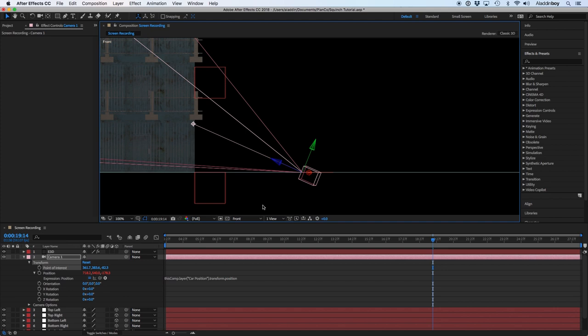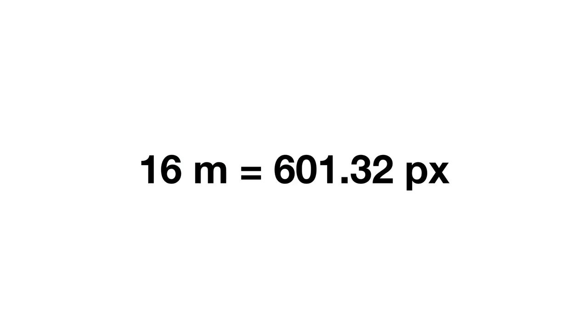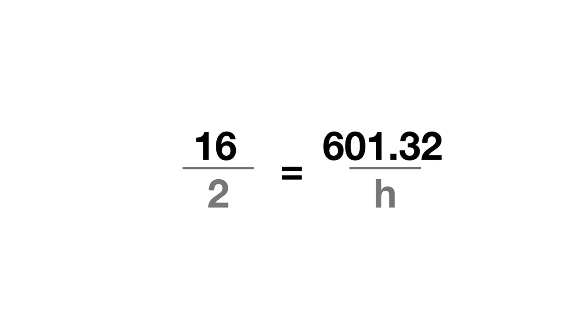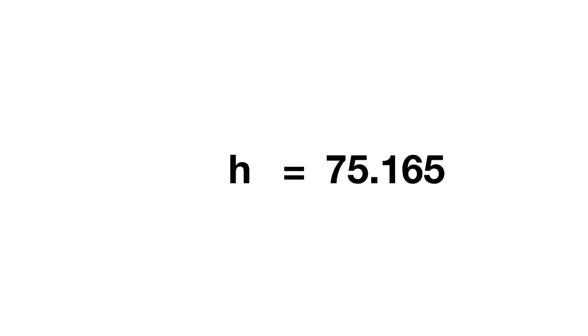From this view, we can see that our camera is too low. It's on the ground, and it should be higher up. It should be at the height of the ride cam in-game. And as it turns out, the exact height of the dummies in-game, for this ride at least, is almost exactly 2 meters. And again, we need to convert that into pixel values. We determined earlier that 16 meters, the width of our screen, is 601.32 pixels. And 2 meters is 1/8 of 16, so the height of our camera in pixels should be 1/8 of 601.32. And that comes out to 75.165. Awesome.